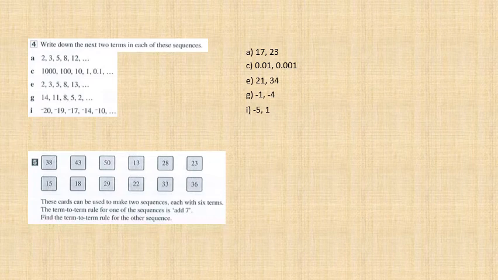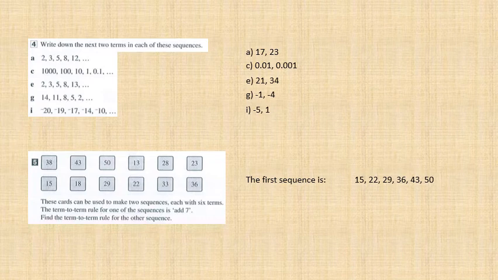So let's get back. Maybe this is the last term in the sequence. So 50 minus 7 is going to be 43, minus 7 is going to be 36, minus 7 is going to be 29, and then 22, then 15. So this is the sequence.